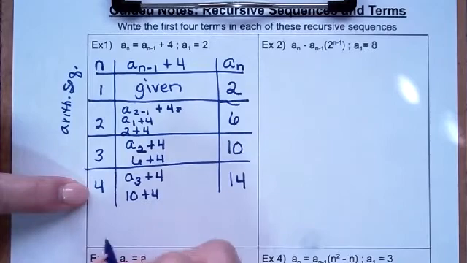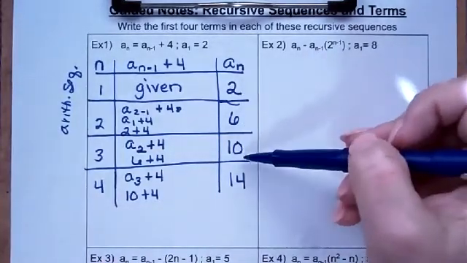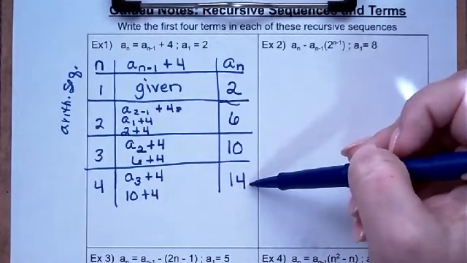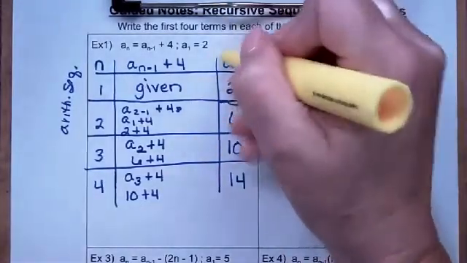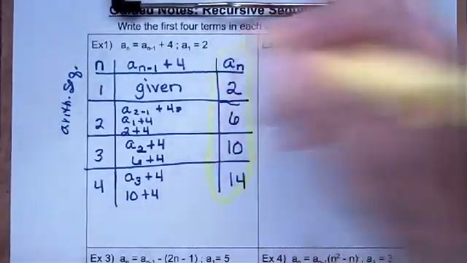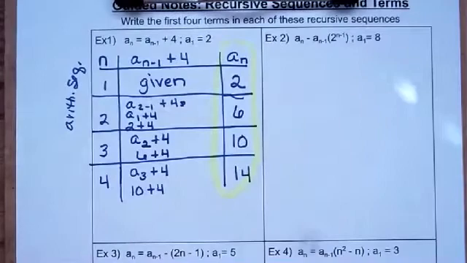So my first 4 terms are 2, 6, 10, and 14. Right there is my answer. And if you wanted to, you could circle it or highlight it, but right there is my answer. Now that is a very basic arithmetic sequence.